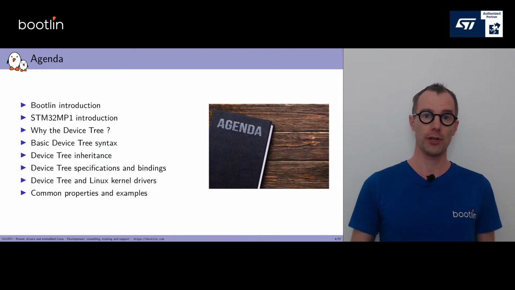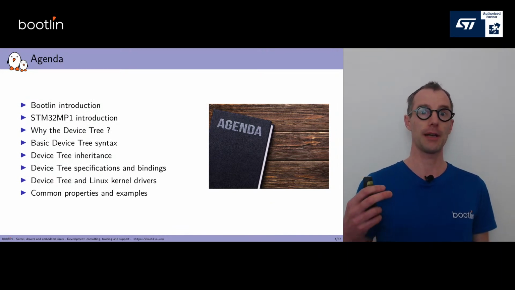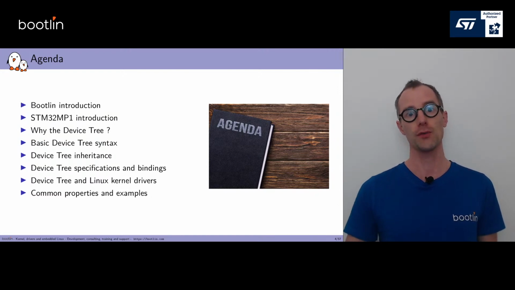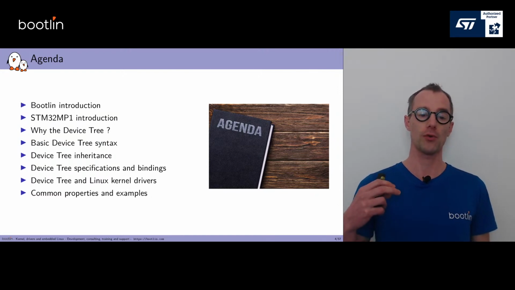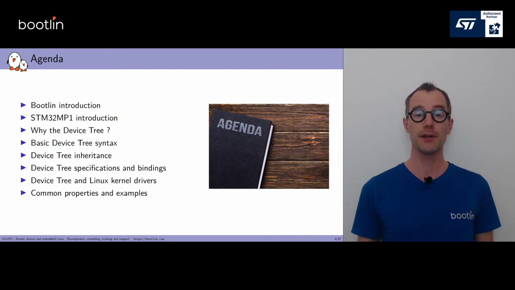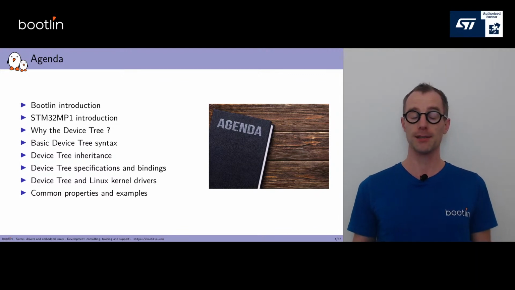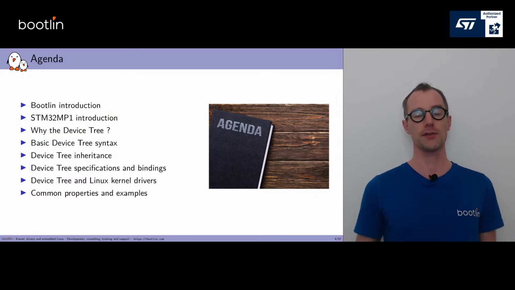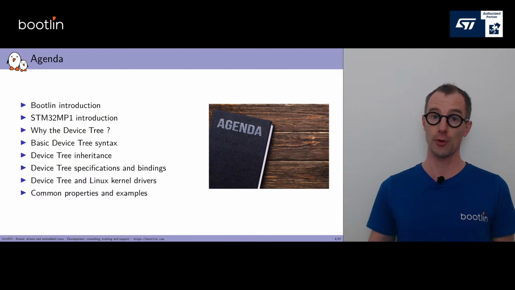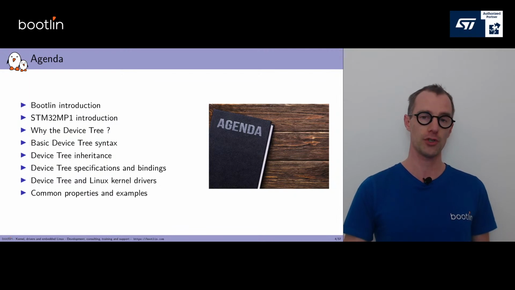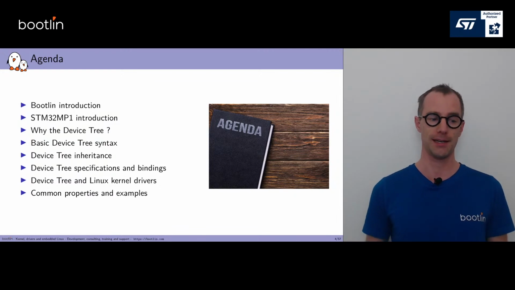Today, we will be talking about different topics around the Device Tree. I'll start by introducing Bootlin, then the STM32MP1 family of processors, which we will be using as illustrations for the different Device Tree examples. We'll talk about why we have the Device Tree, what is the base syntax of the Device Tree, the concept of Device Tree inheritance, Device Tree specs and bindings, the interaction between device trees and Linux kernel drivers, and we'll have a significant discussion around the device tree properties and a number of examples as well. And finally, we'll close with a Q&A session, and you'll be able to ask questions on the chat, and I'll answer as many questions as I can.